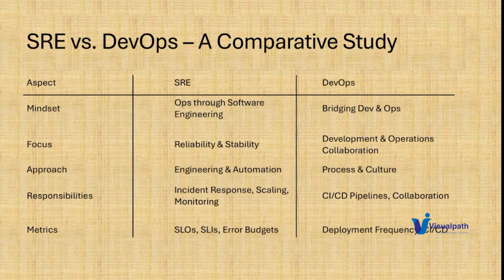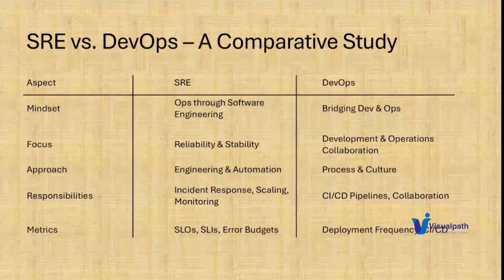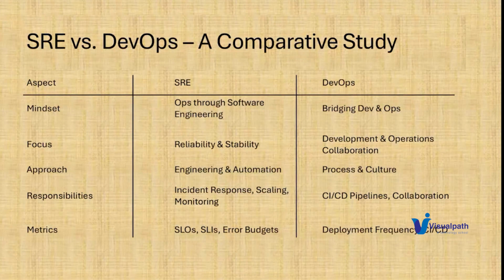So now, SRE versus DevOps. What is the difference between SRE and DevOps, and what are the different aspects that we can differentiate between those two? For example, SRE is a specialized role within DevOps that focuses heavily on system reliability and reducing toil through software engineering. So SRE is basically a branch within DevOps. SRE focuses on system reliability, system performance, monitoring, observability, those things.